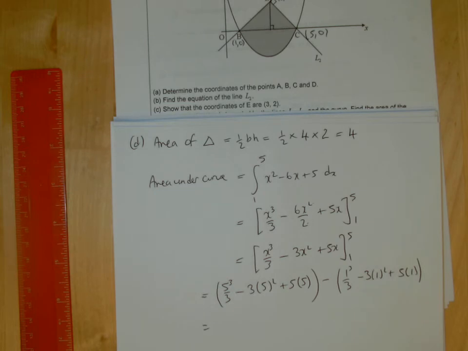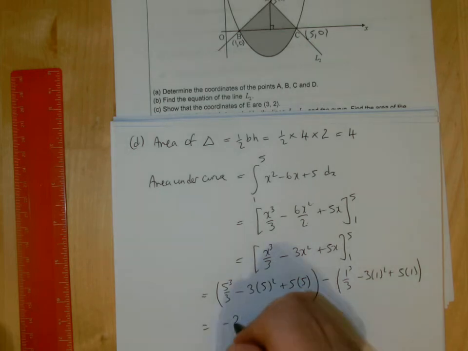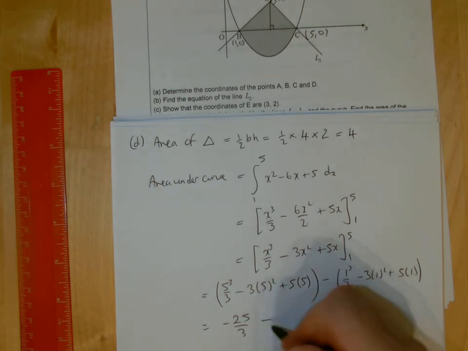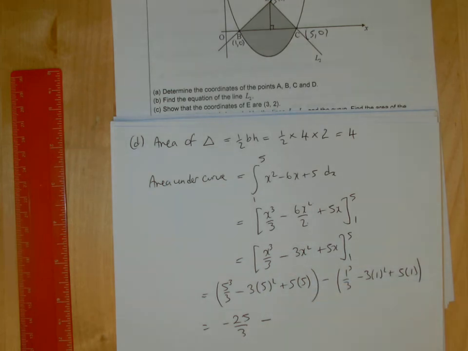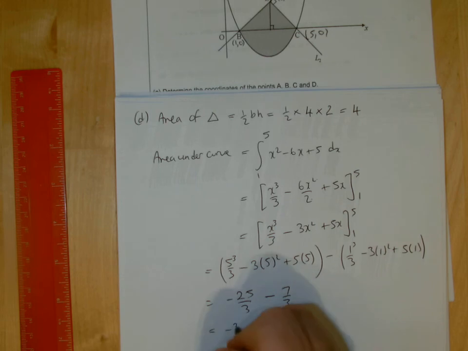So the first bracket, I've got minus 25 over 3. Take away then the second bracket, I've got 7 over 3. So when I put that together, that comes out to be minus 32 over 3.